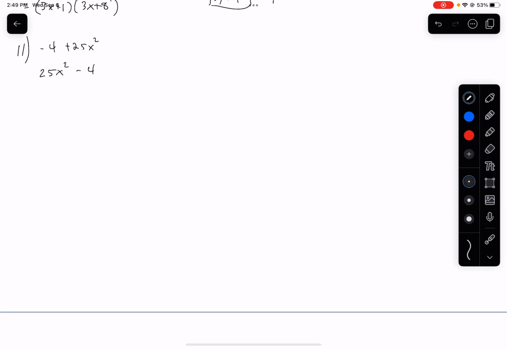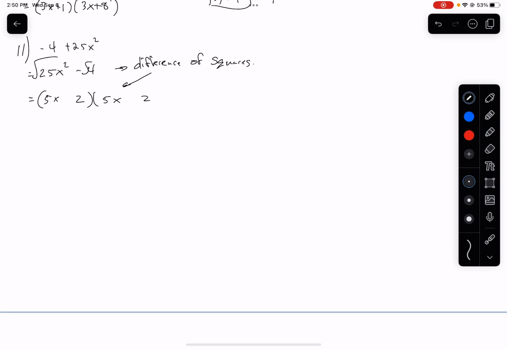25x squared minus 4. And this we should recognize as being a difference of squares. Okay, and so we have a rule for that: square root the first, square root the last. And the catch with difference of squares versus perfect square trinomials is that there will be no middle term for difference of squares, right? So I just get to go 5x and 2, and I'm going to write this twice for difference of squares.